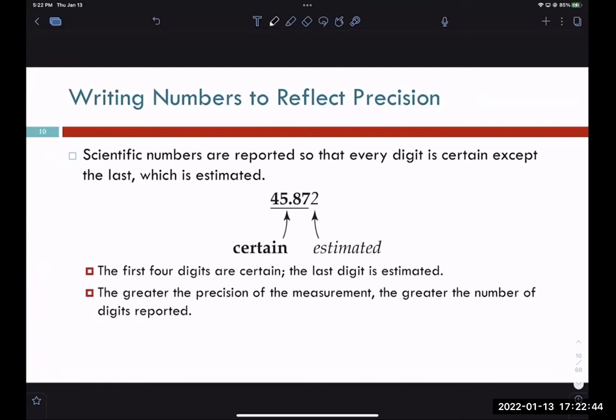Right, so scientific numbers are reported so that every digit is certain except the last. And that's because usually we're going to measure as far as we can be certain. And then it's on something like a ruler, which we'll see in a second. If it's in between tick marks, you can estimate where it is in between there. But if we keep this standard, then every other scientist who reads your measurement afterwards will know that that last digit was estimated, and they'll know the precision of the instruments you used.